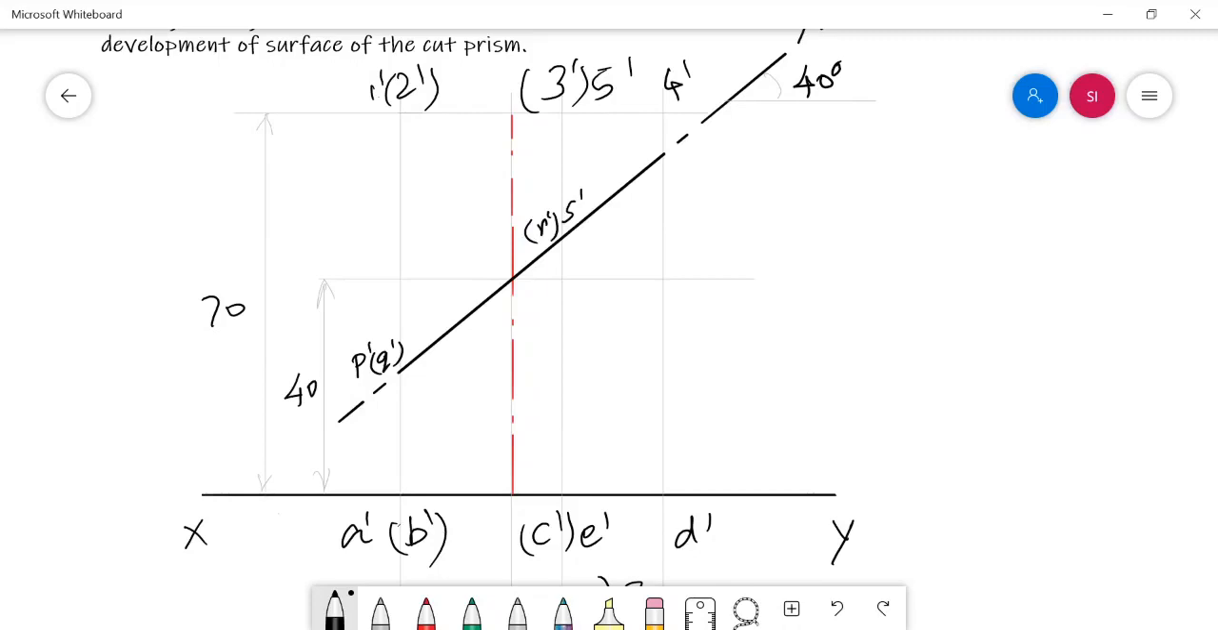Again one intersection is there. It is 4 dash D dash. Only one edge is passing over, so we need to give only one cut point. Say it is T dash.